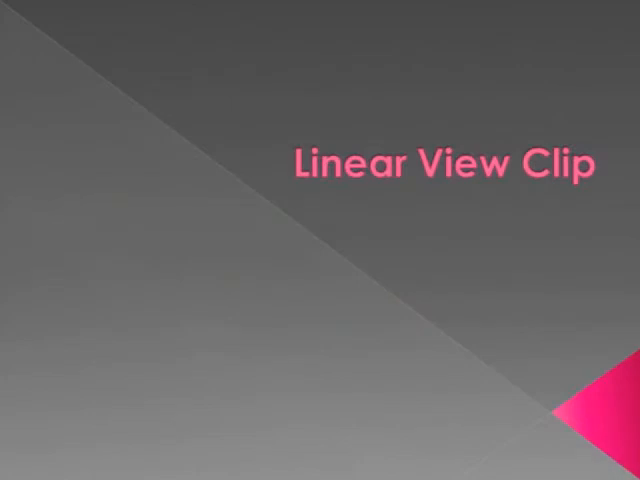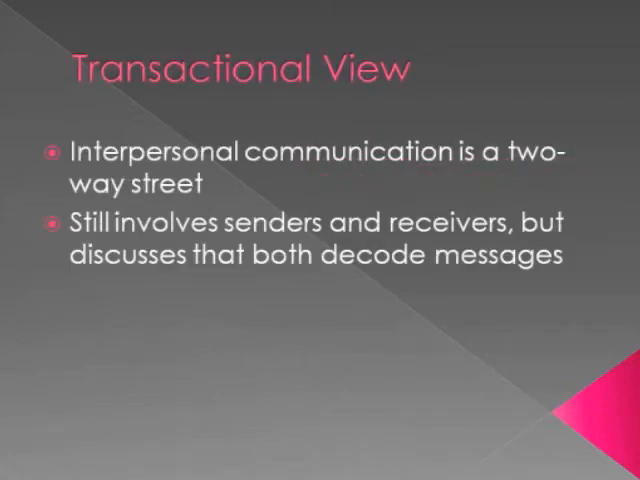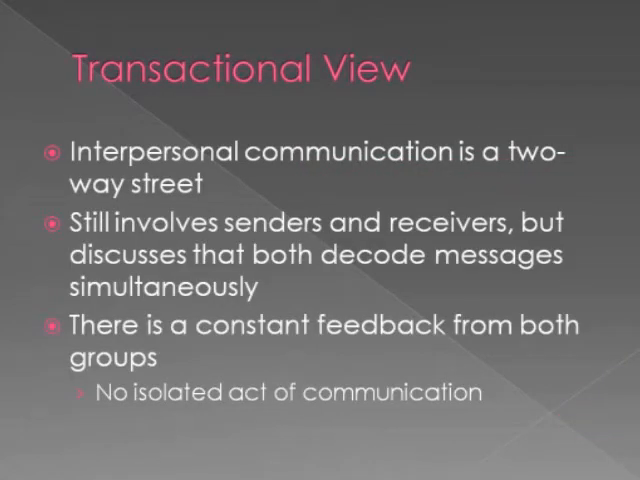This clip is an example of the linear model, where external noise and visual distractions cause the messages to be decoded incorrectly. Interpersonal communication is a two-way street. This is why the linear view does not apply to the way we communicate. A better understanding of the way we interact would be transactional communication.